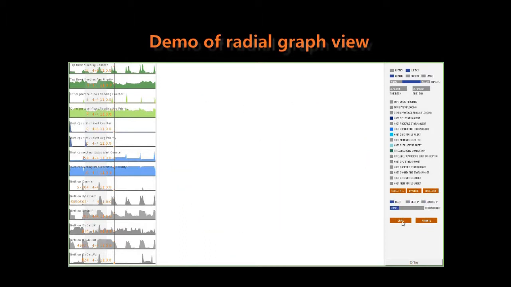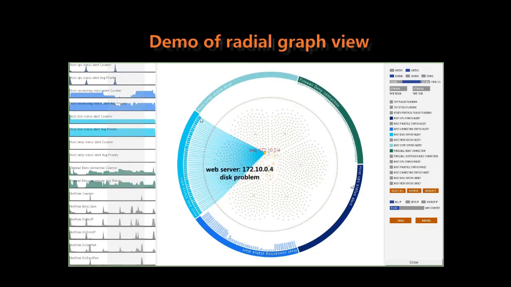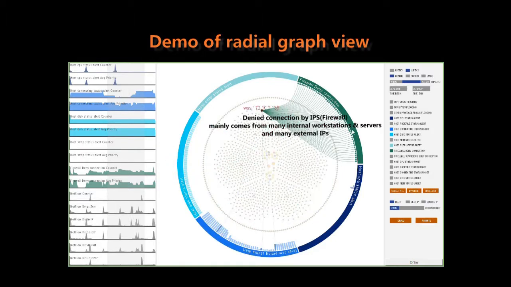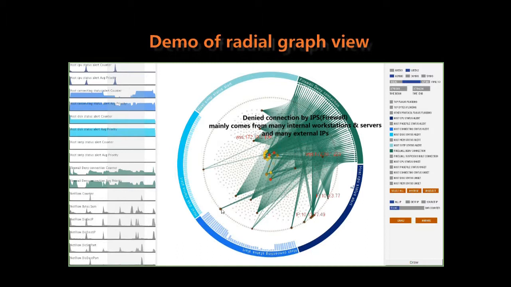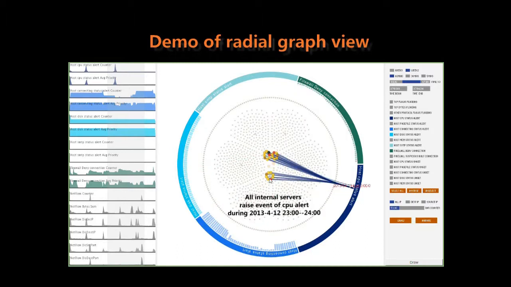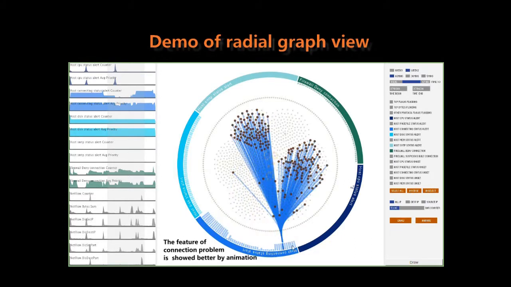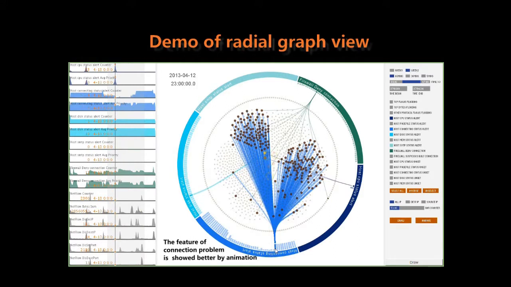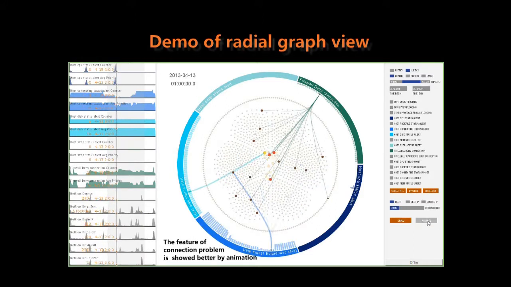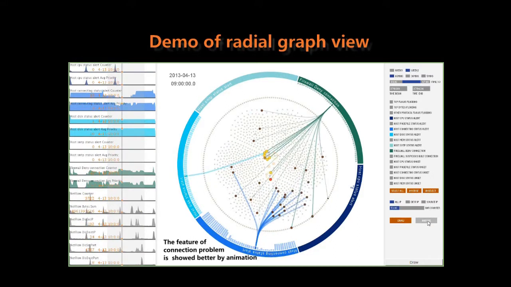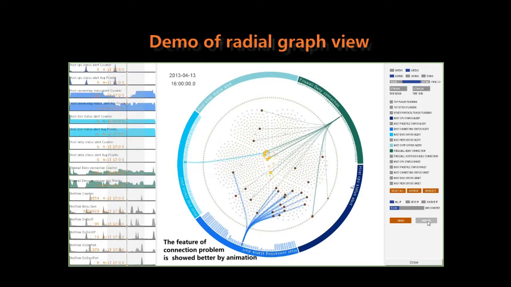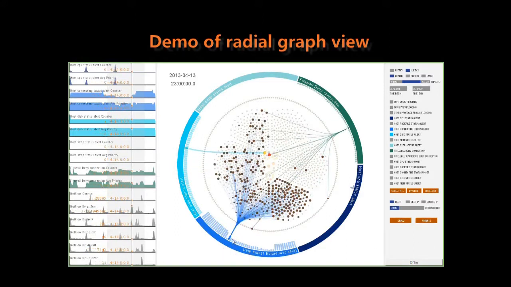After loading the data, we find that one host kept sending the disk alert during a time period, few external IPs and part of internal hosts were denied by firewall, and all internal servers raised CPU alert only in 1 hour. For the massive number of connection alerts from different hosts, we use animation to show the connection alerts by sampling interval, which changes obviously by stages, and hence displays the underlying problems.